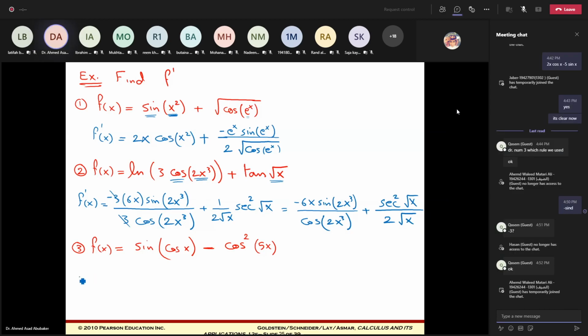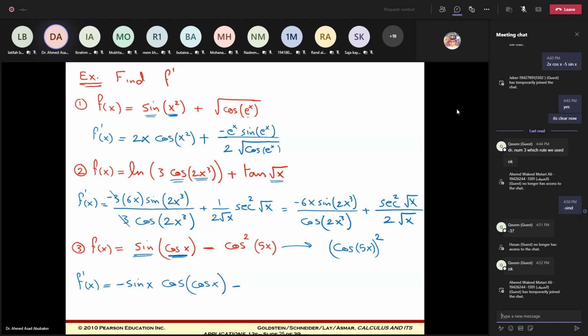Now, number 3, f prime of x equals, this is the angle. So the derivative of the angle equals minus sine x. Derivative of sine equals cosine, inside of cosine the angle, cosine. Minus. This is equal to what? This is equal to cosine 5x all to the power 2, like this. Cosine square, what is the meaning of cosine square? This is cosine all squared.